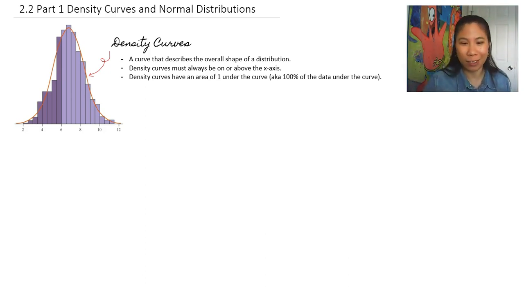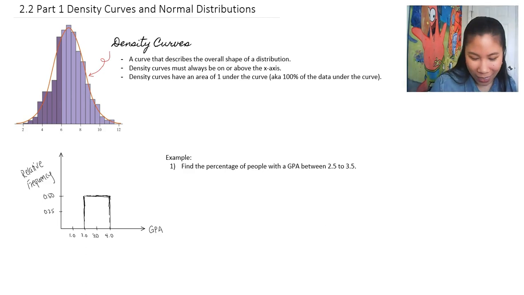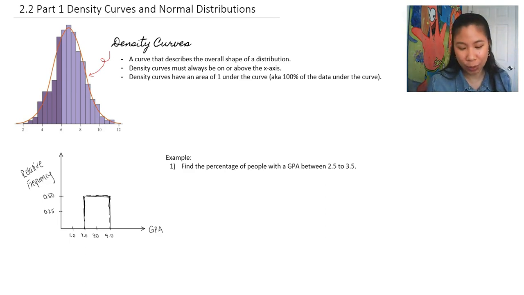So let's do an example together. Here's my density curve. We're talking about people's GPAs, and on my y-axis I have relative frequency. Since GPAs only go up to 4.0 for unweighted, in this graph we have basically an even amount of people between 2.0 and 4.0. So this is a uniform distribution because it is the same height all the way through. It looks like everyone has GPAs between 2.0 and 4.0. Nobody has any GPAs below that.